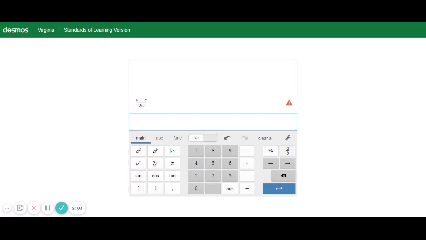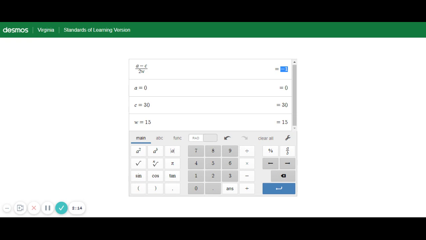Then again, caution. So I'm going to tell it what A is. A is 0, C equals 30, and W equals 15. And then it tells me my answer is negative 1 to the problem. So this should help you with order of operations and evaluating expressions.